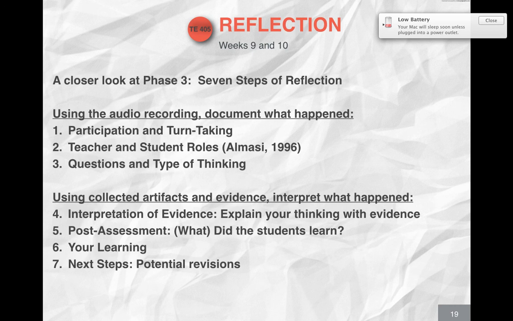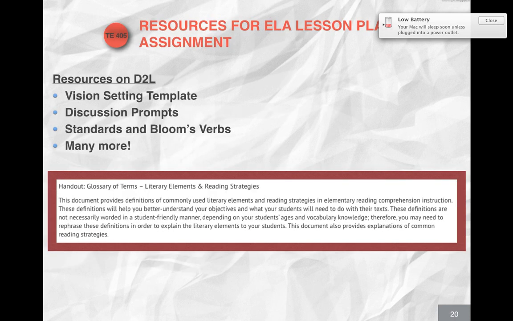For 4 through 7, we're going to be asking you to use those artifacts that you collected as evidence to interpret what it is that has happened. So explain your thinking to us using this evidence, and then we would ask you, did your students learn? And if so, what did they learn? Using, again, those artifacts to show us the evidence of their learning. Beyond that, we want you to reflect on your own learning from this process and develop some potential next steps and revisions if you were to teach this course again.